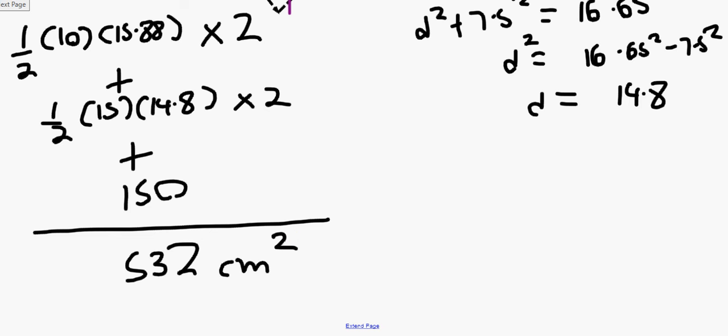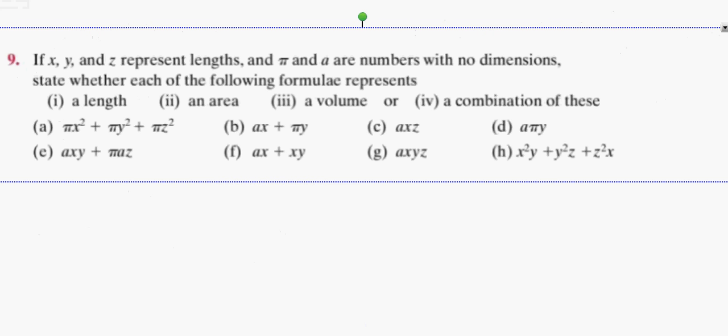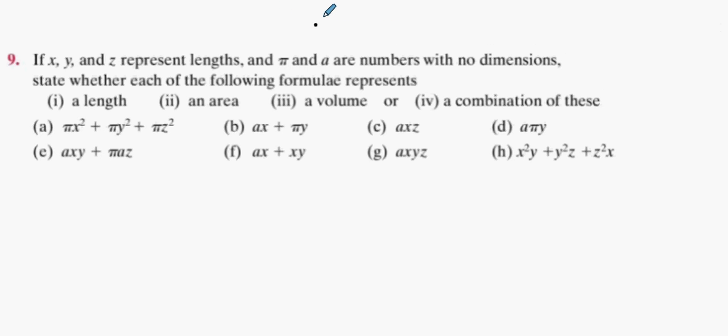Now, if x, y, and z represent lengths, and pi and a are numbers with no dimensions, pi and a means they're not like meters or centimeters. They're just a constant. All right. So state whether each of the following formulas represents a length or not. All right, that's handy. Pi times a length squared. Centimeters squared. So what do you think the first one is? Area. First one represents an area.